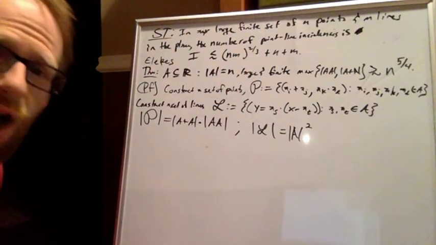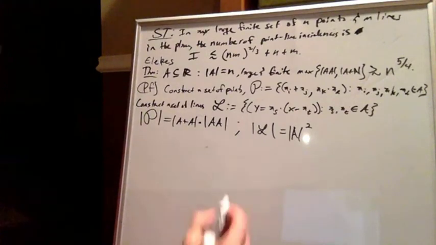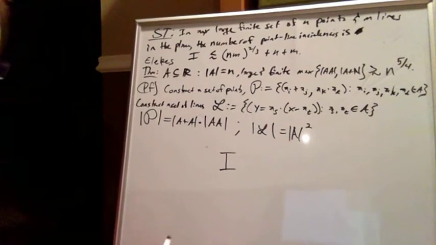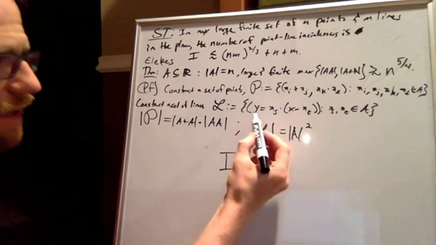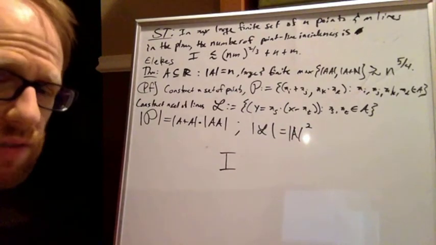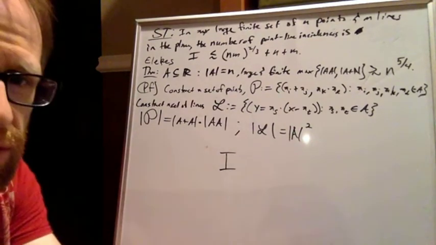theorem. So how many incidences will there be? Well, we're going to bound incidences above and below. First off, we notice that each line is incident to at least n points. And why is it incident to at least n points?